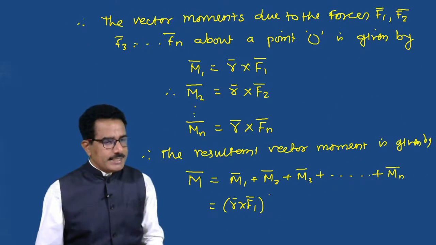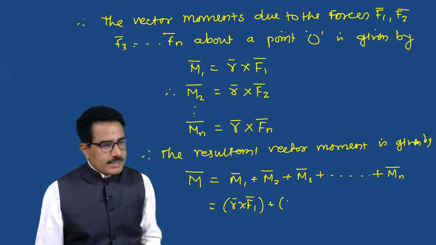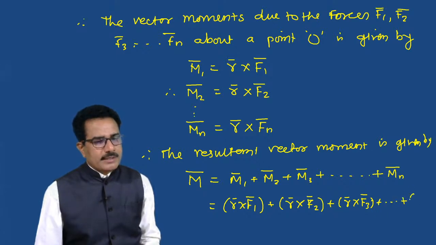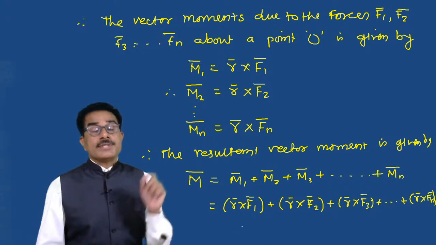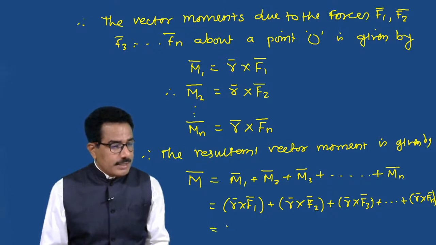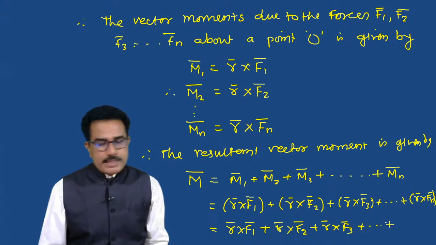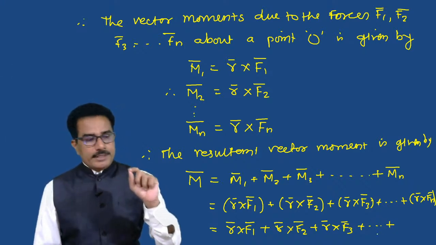Now suppose we can write this as r bar cross f1 bar plus r bar cross f2 bar plus r bar cross f3 bar plus dot dot dot plus r bar cross fn bar. Okay, now we can write this as r bar cross f1 bar plus r bar cross f2 bar plus r bar cross f3 bar plus dot dot dot plus. Those students who are online, what can be the next step? Tell me.